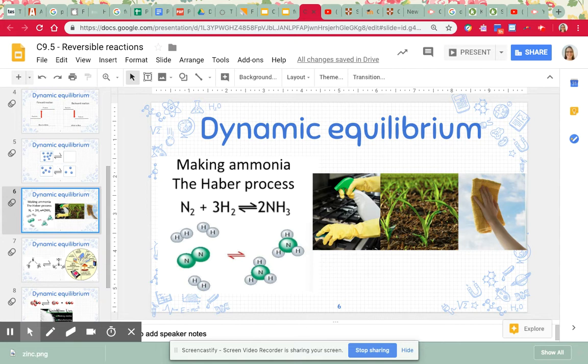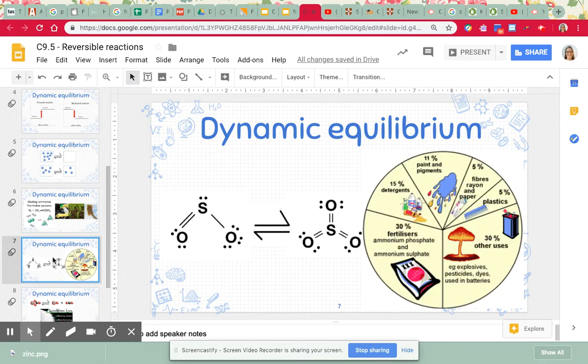Ammonia is used for fertilizers. Without ammonia, we'd never be able to feed all the people on the planet. It's also used for things like cleaners and things like that.